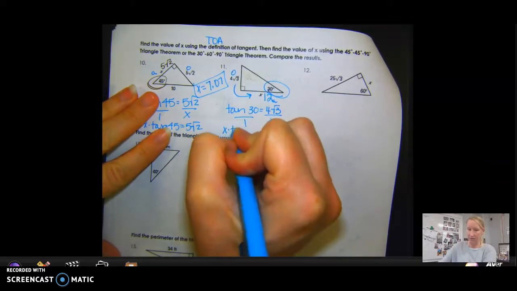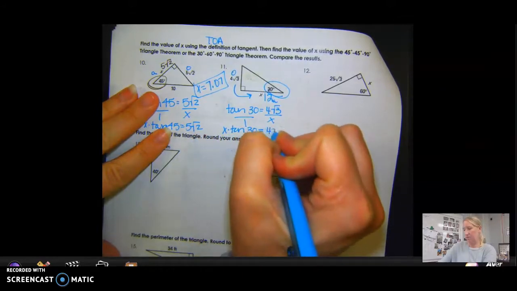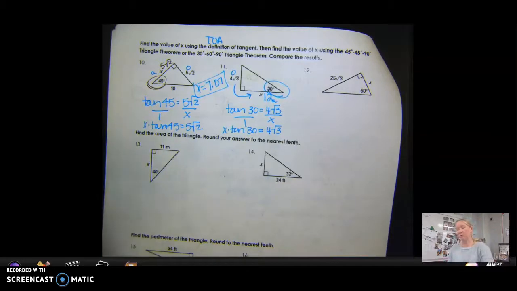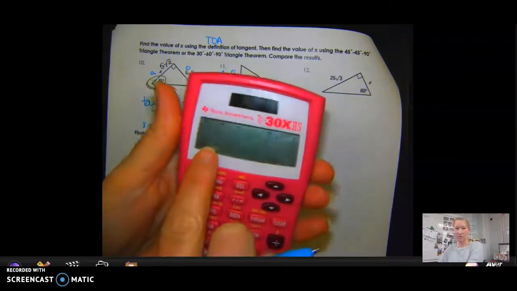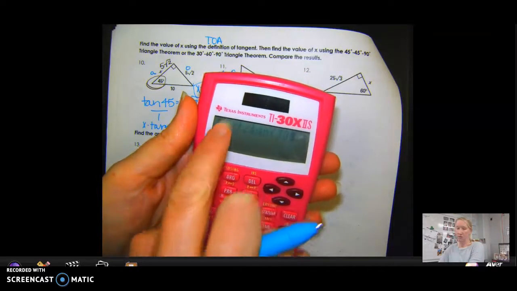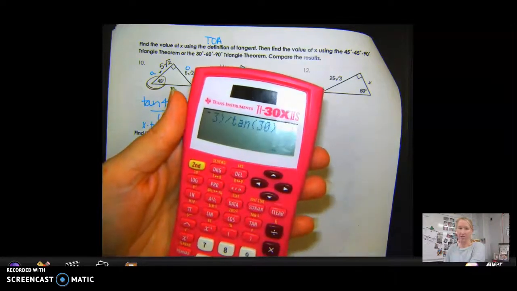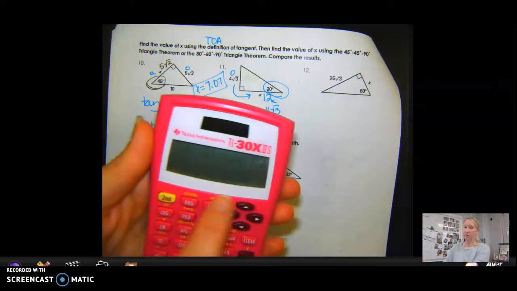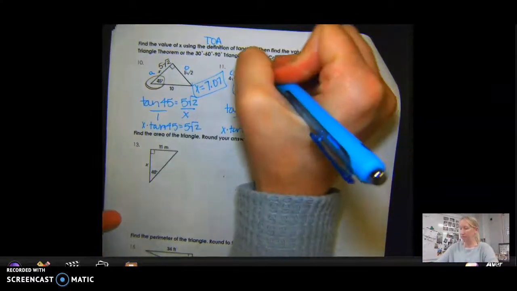I get x times the tangent of 30 equals 4 square roots of 3. So I'm going to take 4 square roots of 3 and divide by tangent of 30. So 4 square roots of 3 divided by the tangent of 30. Now, you guys have to make sure when this is entered into your calculator, the 4 square roots will put an open parentheses. You have to put that closed parentheses there. So be careful on that and make sure to look at that. So that equals 12, just like what we said it would equal 12.